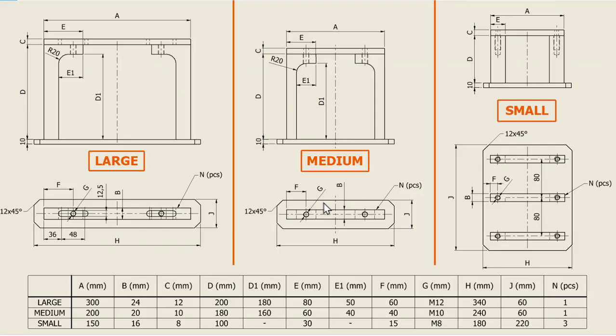Its dimensions are here. The length is A, these values. The width is B with these values, and the thickness is C with these values. Remember the values.